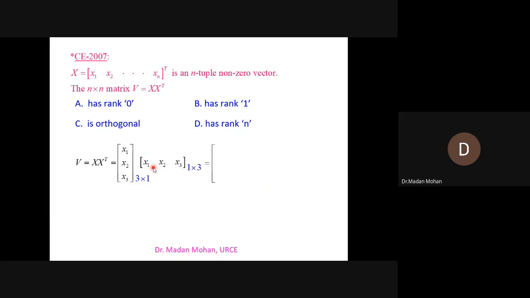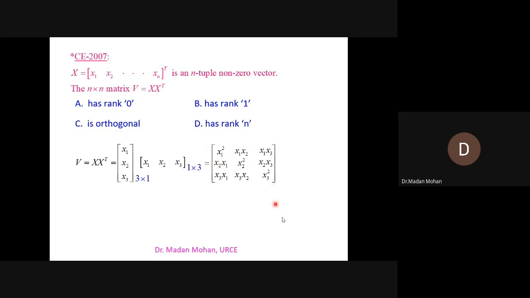You will get this. First row with first column, x1 into x1, x1 square. First row with the second column, x1 x2. First row with the third column, x1 x3. Now the second row with the first column, second row with the second column, x2 square, second row with the third column. Now the third row with the first, second and third columns. This is your given matrix. Instead of n cross n, I have taken n value 3. Now what you are asked is the rank of this one.